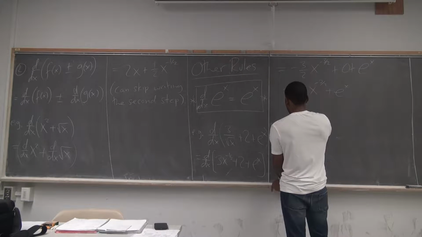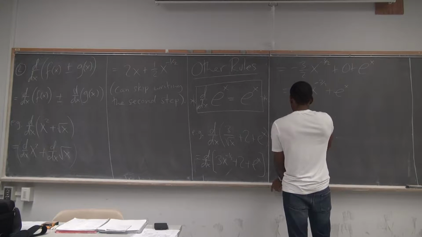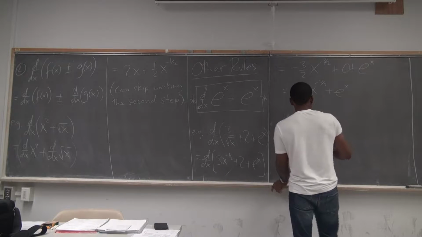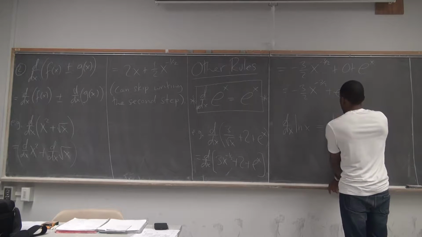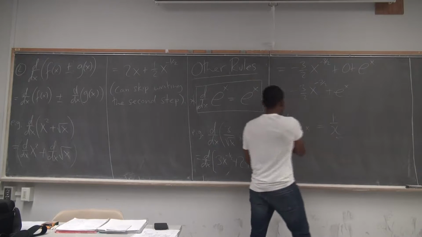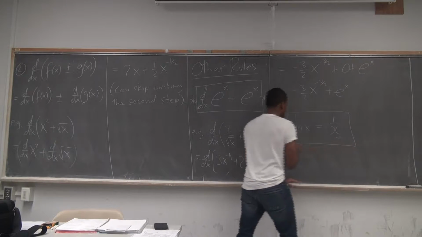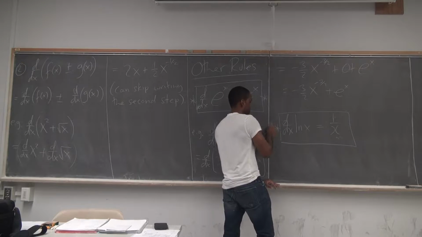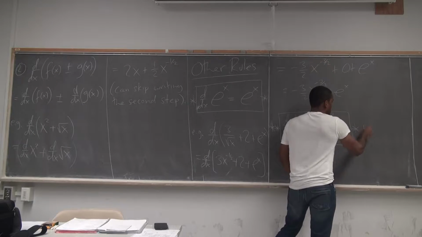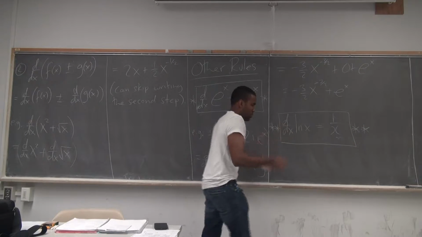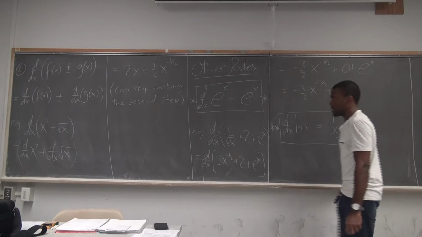Another important rule is the derivative of the logarithm, ln. Turns out that this is 1 over x. You didn't know that before, now you know. And this is just something that we know now. I won't prove it for you. The proof is a little bit subtle, but that's what it is.